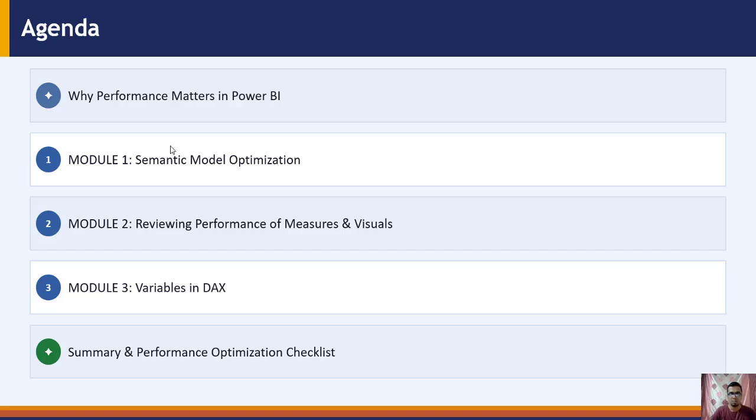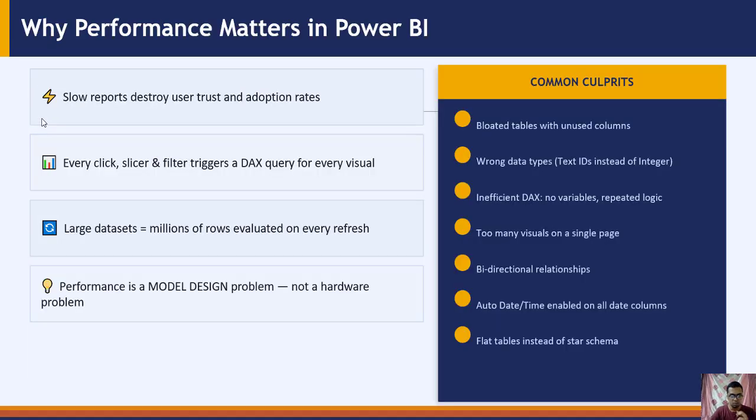Why performance matters in Power BI. And the first module is semantic model optimization. The second one is reviewing performance of measures and visuals using Performance Analyzer. Third is variable syntax. Last is the performance optimization checklist.